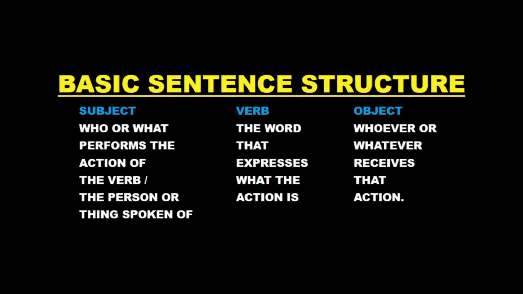Now there is a basic sentence structure, my students, and the basic sentence structure for a sentence is nothing but the combination of a subject, a verb, and an object. Generally, we find a sentence starting with a subject, then comes the verb, finally it ends with an object.